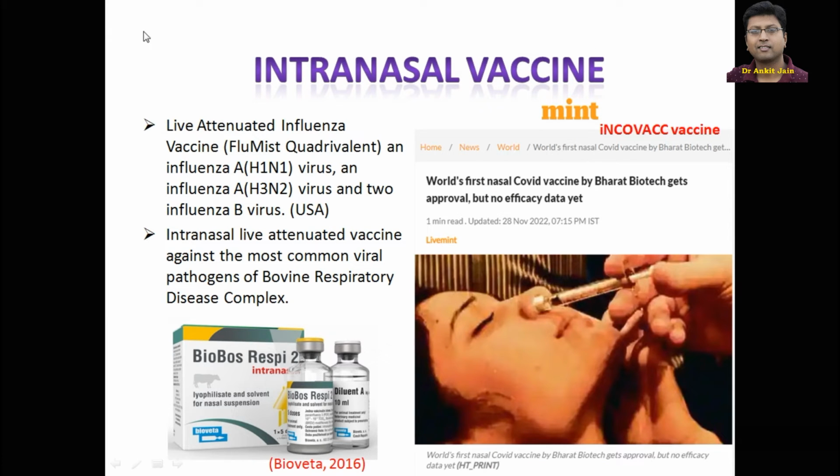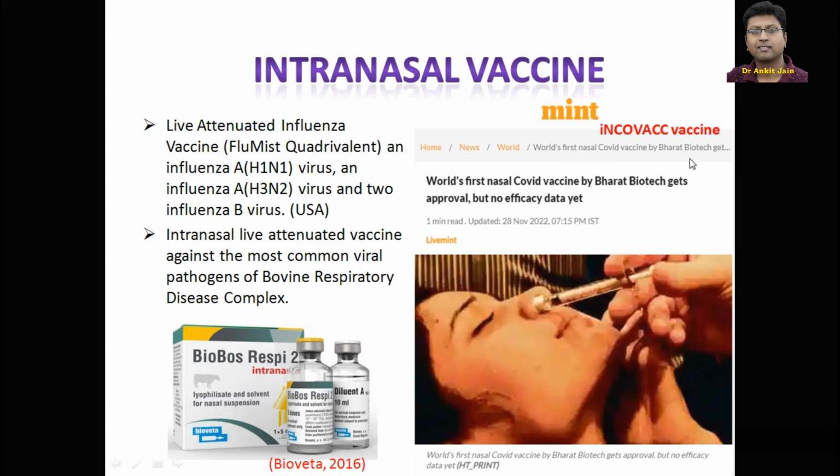In humans, the live attenuated influenza vaccine is under the trade name FluMist Quadrivalent. It is quadrivalent because it has four antigens: influenza A H1N1, influenza A H3N2, and the two influenza B viruses. It is registered in the USA for intranasal administration.